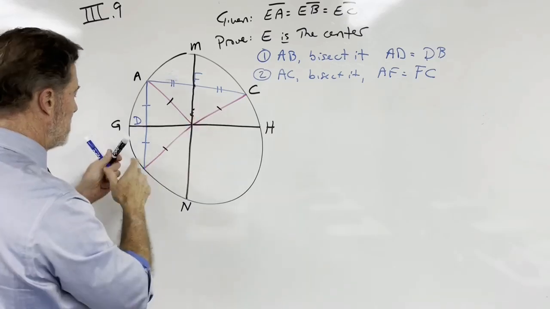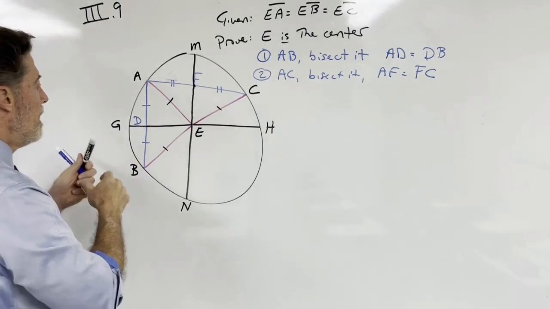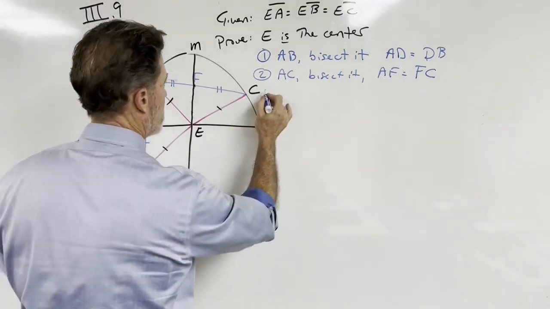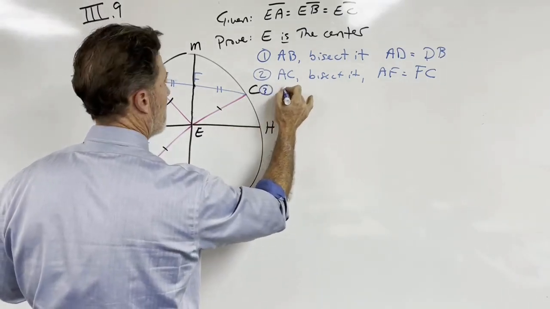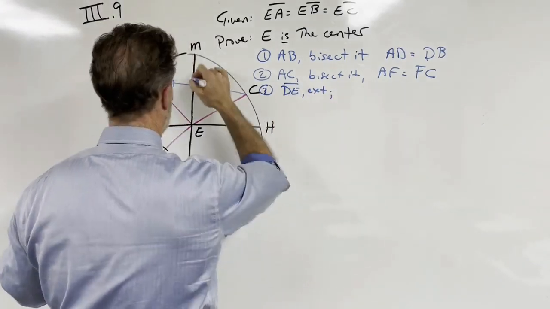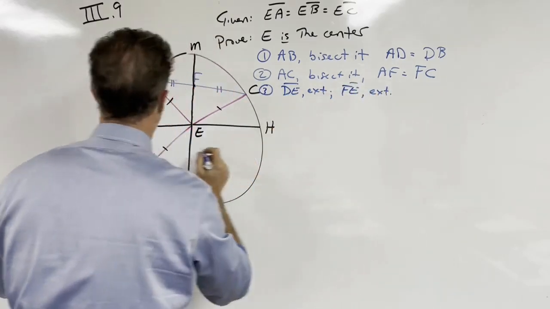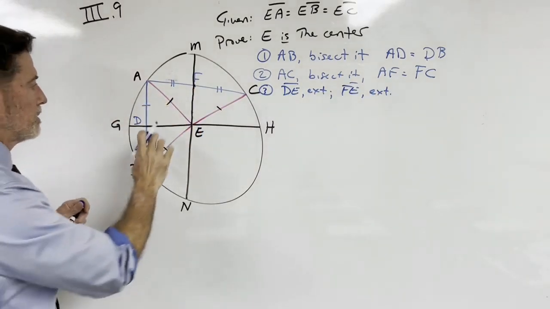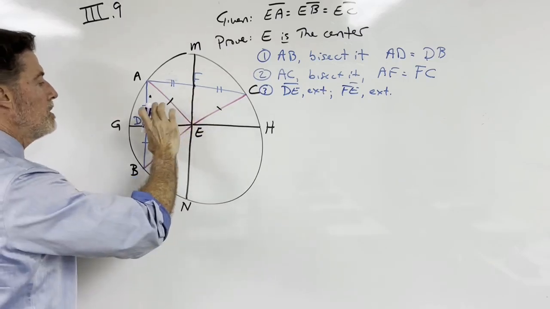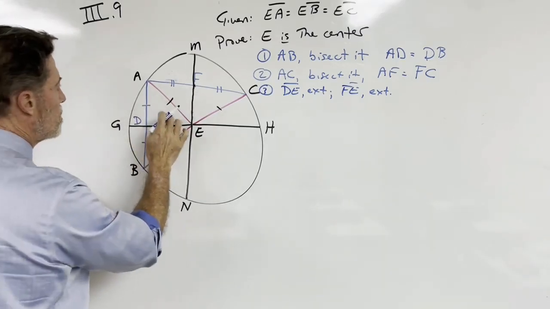Maybe I'll move C over here so it's not quite so crowded. Okay, so what was our third step here? We connected DE and extended, and then we connected FE and extended. Now let's look at these two triangles here. We've got two sets of triangles, and we're going to use the same logic for both of these sets. But let's look at these two triangles.